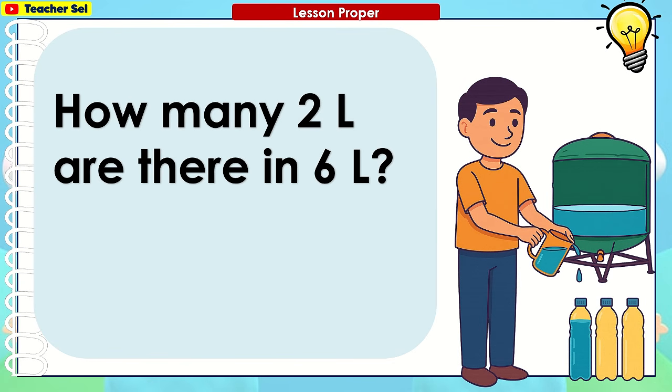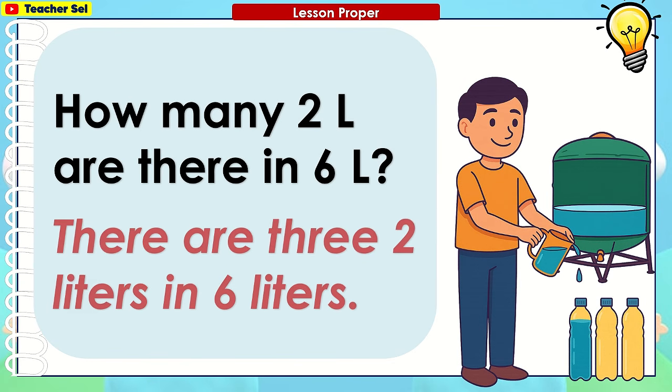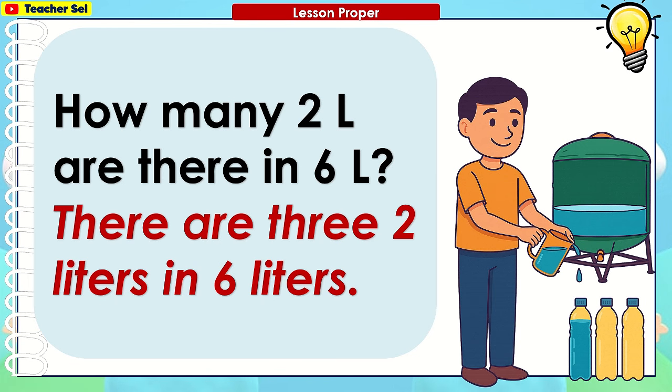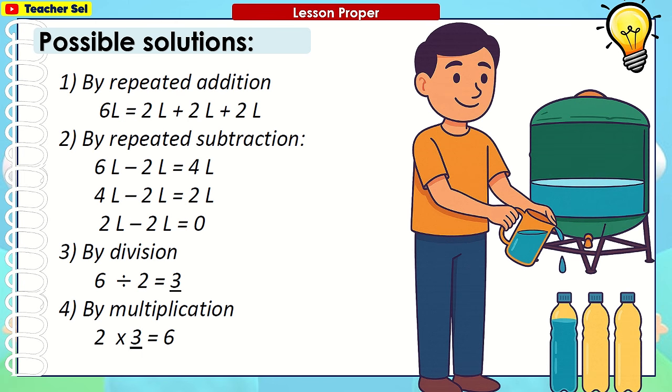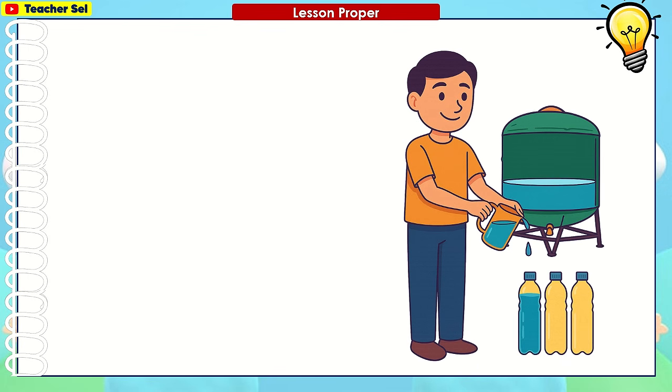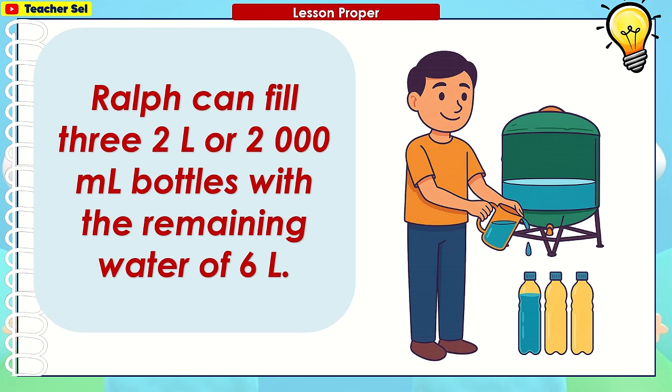How many 2 liters are there in 6 liters? There are 3 2 liters in 6 liters. Here are the possible solutions: by repeated addition, by repeated subtraction, by division, and by multiplication. Ralph can fill 3 2 liters or 2,000 milliliters bottles with the remaining water of 6 liters.